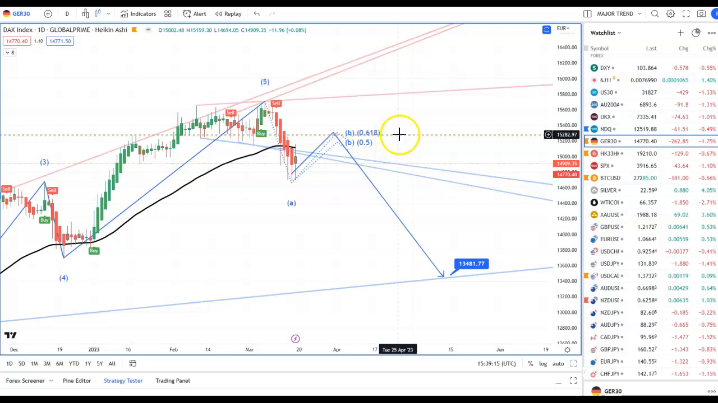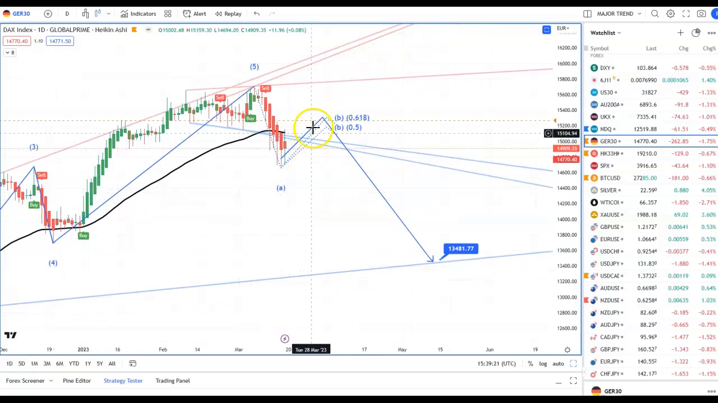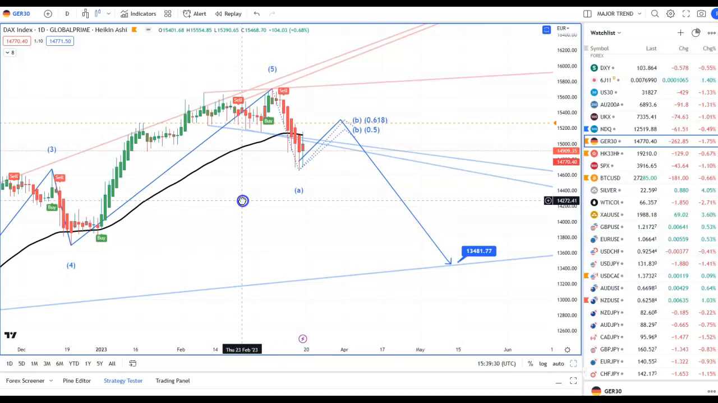I've got an alert here, so I'll get an email as it hits the 61.8% retracement, and then it should roll over and get weak, especially if the Dow falls, as we're expecting. The markets are not looking pretty, but yeah, so this will probably roll over and fall down to 13,481.